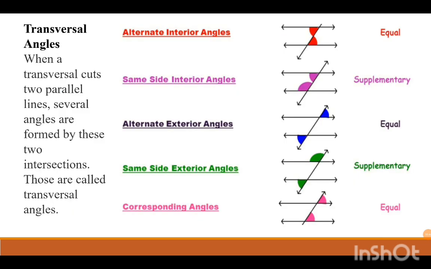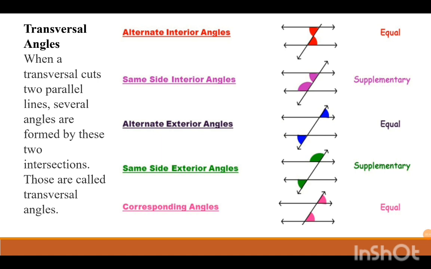So when a transversal cuts two parallel lines, different angles are formed. If I ask how many angles are formed, 8 different angles are formed. So we are going to learn about alternate interior angles, same side interior angles, alternate exterior angles, same side exterior angles and corresponding angles. This is an important concept map. You can take the screenshot.